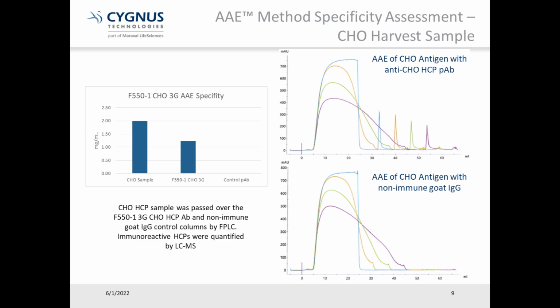Here is the data from the antibody affinity extraction specificity testing for our CHO host cell protein antibody. On the top right, you'll see the loading and elution profiles of the 4 column cycles. Please note that the column is washed to background after each load, and that there is a nice elution peak for each cycle. The non-immune goat IgG is on the bottom right. Again, the column is washed to baseline for each cycle. However, there is not an elution peak for the non-immune goat IgG. This is proof that the antibody affinity extraction is specifically removing host cell proteins from the sample, and that the coverage assessment using AAE is superior to other methods.